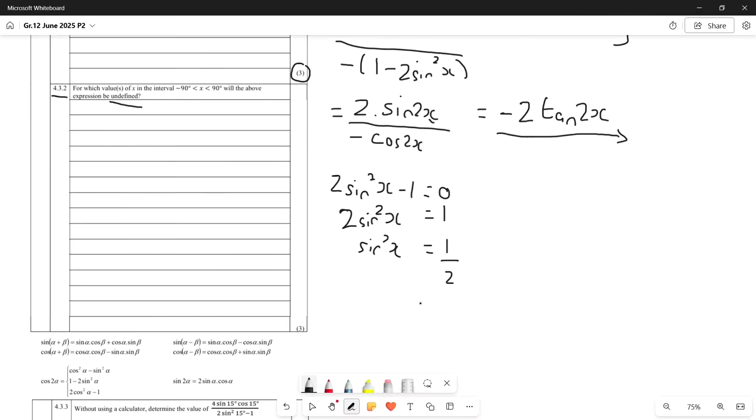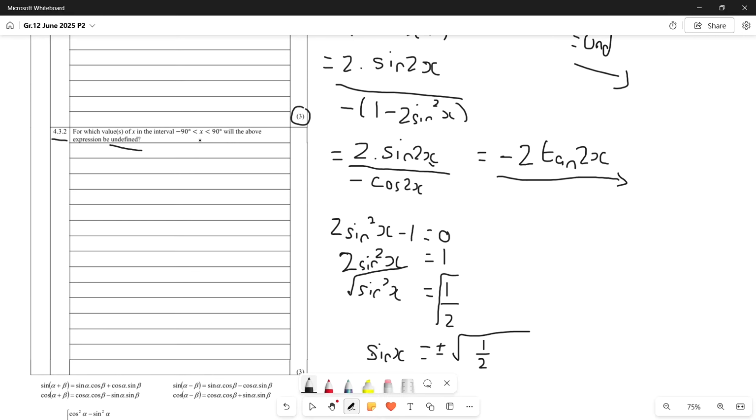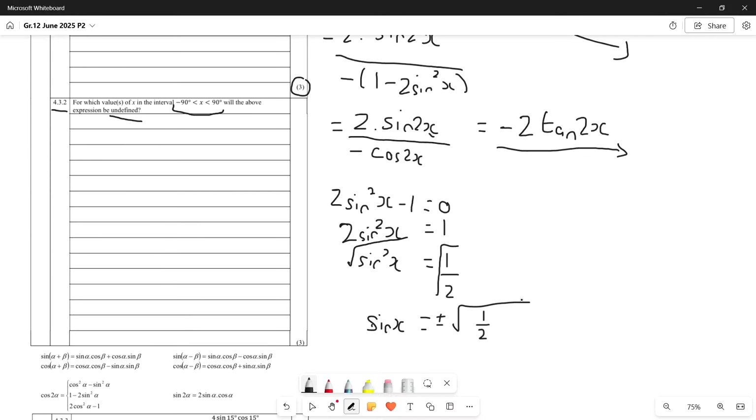And then what we have left is square rooting this and square rooting this. Whenever we square root an x, we get a positive or a negative outside. So we have the square root of 1 over 2, positive or negative, and that equals our sine x over here. At this stage, what we need is the value for x in terms of angles. Right now, we just have the lengths of the sides. We're going to have to shift sine negative square root a half and shift sine positive square root a half, and then we can get our 2 angles in this range.